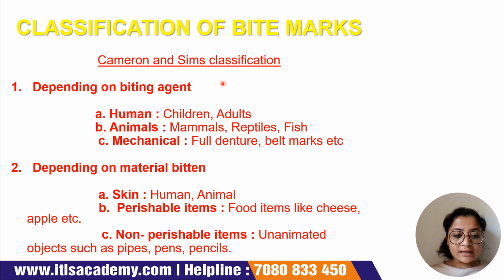Depending on biting agent, obviously humans will be there, animals will be there, and mechanical will be there. So humans can be either children or adults, two varieties only. Animals can be mammals, it can be reptiles, it can be fish.